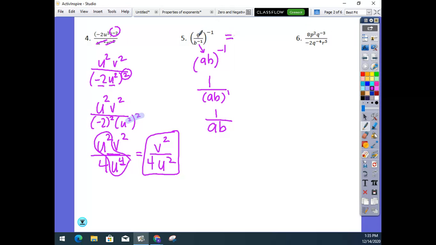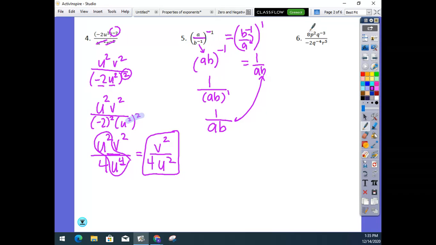What we could have done, because it's a fraction to a negative, is I can flip the inside fraction and make it a positive exponent. And then I can move the b to the bottom to be with the a, notice the same answer. So whichever way makes the most sense to you.